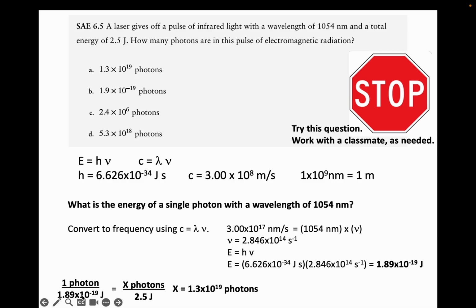One photon is 1.89 times 10 to the minus 19th joules. How many photons would it be if I had 2.5 joules? So I set up a simple proportion to figure out how many photons were involved. What questions do you have about this?